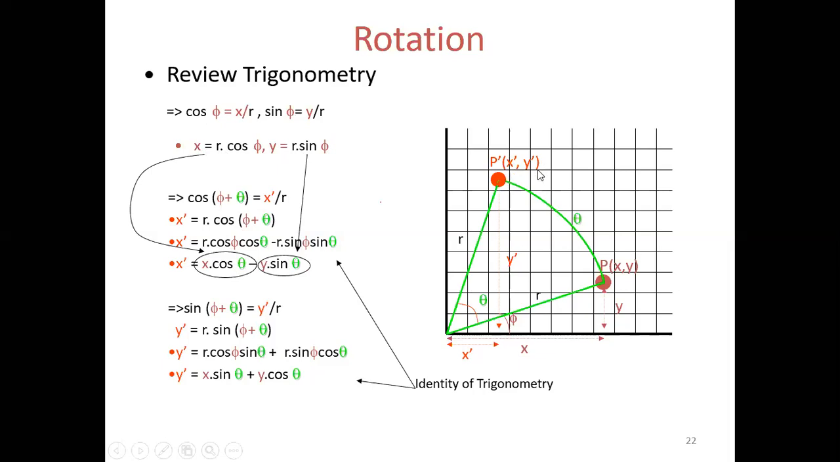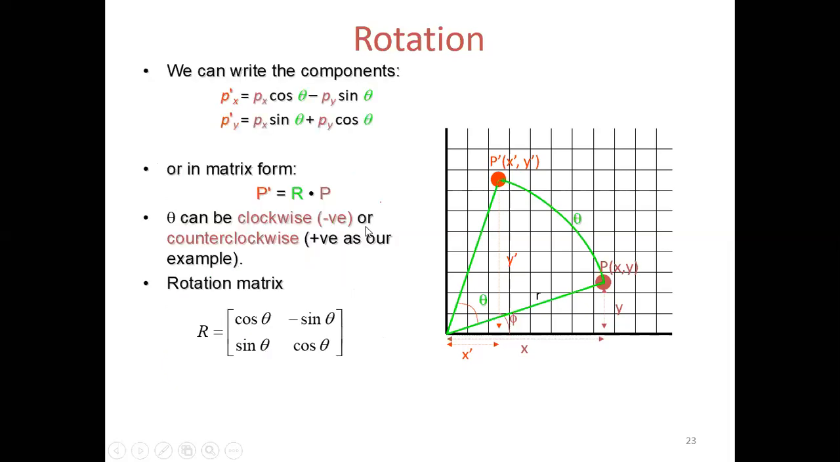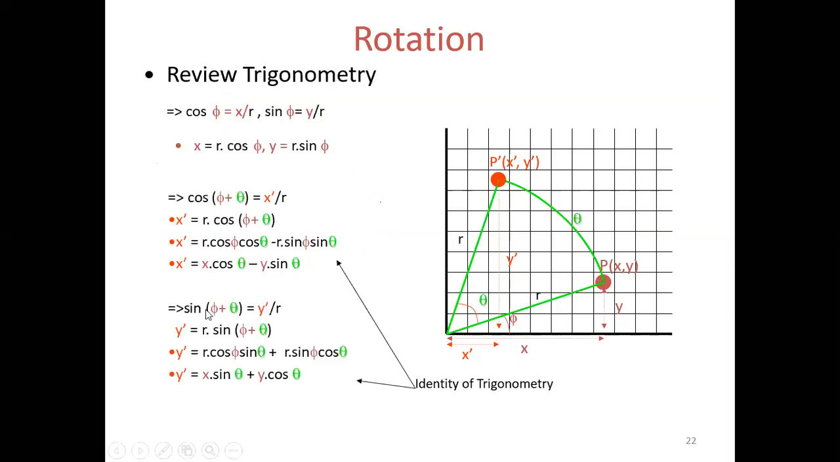So why are we taking these 2 points? Because this is where we will start and this is where we will end, and soon you will see how it works, don't worry. Same goes for the sine. We have applied the same equation. We have found the value of sin of phi plus theta equals y prime by r, and then from that we have calculated y prime equals r sin of phi plus theta, and gradually we have calculated y prime equals x sin theta plus y cos theta.